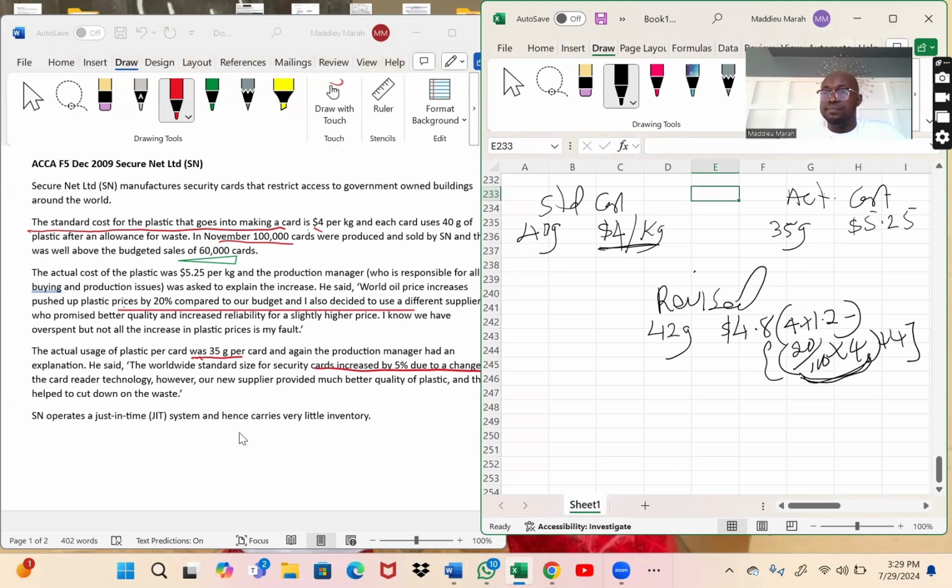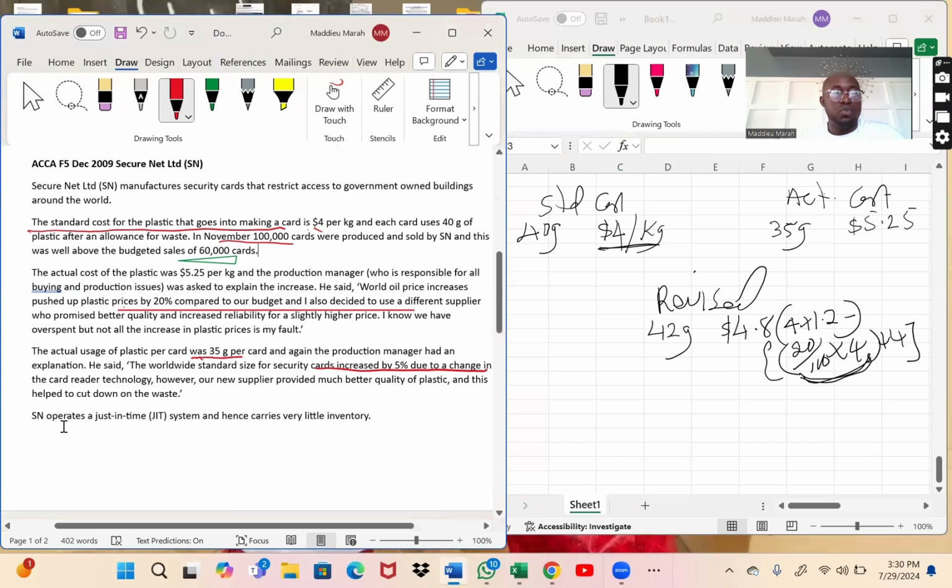This is our information. We put the information all together. Our new suppliers provide a much better quality of plastic, and this helps to cut down on the waste. SN operates a just-in-time system and hence carries very little inventory. Any company that operates just in time doesn't have room for inventory. You save storage cost. We'll talk about that in some lectures.